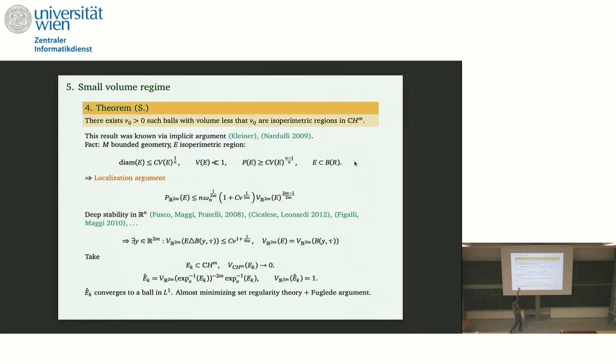And here we apply very deep results of strong stability of isoperimetric sets in the Euclidean space by Fusco, Maggi, and Pratelli, Cicalese, Leonardi, Figalli, Maggi. And then that was already discussed before today. And what you gain is an L1 closeness. Well, L1 closeness of your competitor to the ball, the centered ball in the lifted tangent plane.